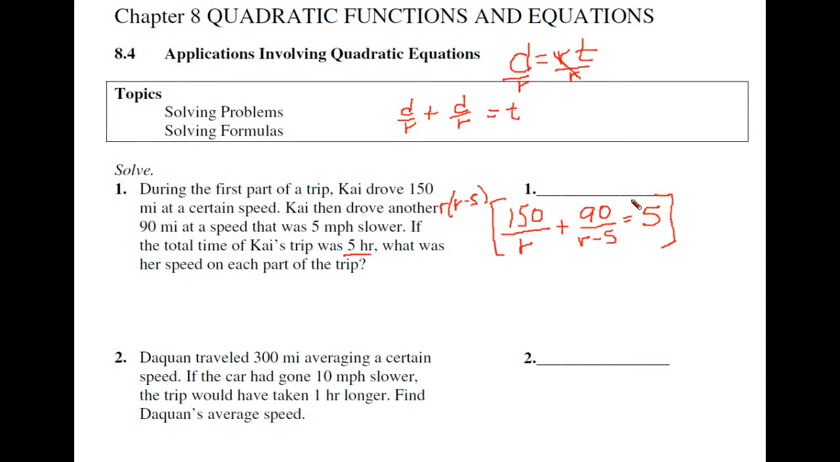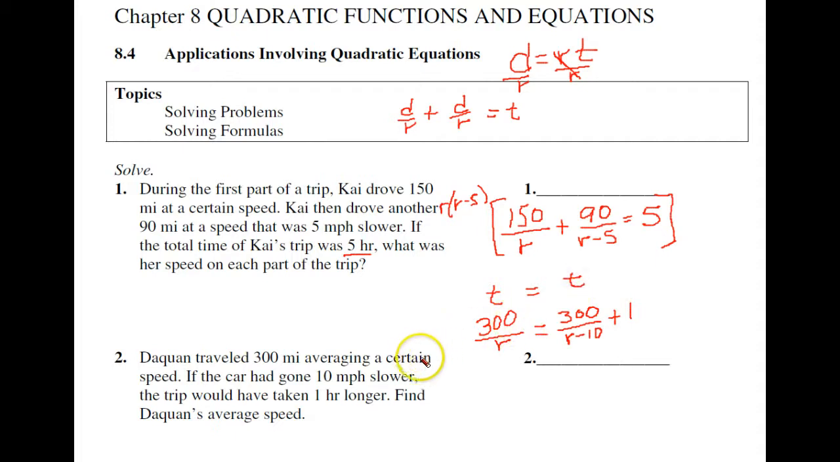All right, number 2. Number 2 is the very same. Well, the formula is the same. So here we have someone who's driving 300 miles at a certain rate. So this is some sort of time here. Now, if they drove 10 miles an hour slower, but did it for an hour more, the same amount of distance, then these times would equal.